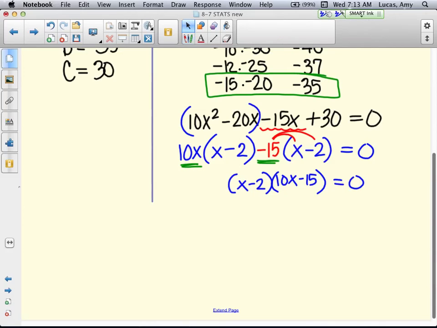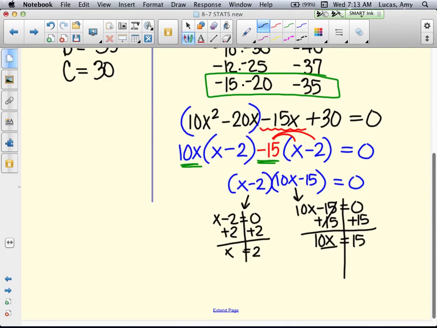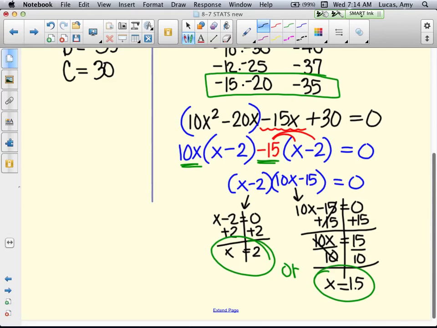And I need to solve both of these. So x minus 2 equals 0. Add 2. And x equals 2. 10x minus 15 equals 0. Add 15. 10x equals 15. Then divide by 10. 15 divided by 10 is 1.5. So my two answers are x equals 2 or x equals 1.5.